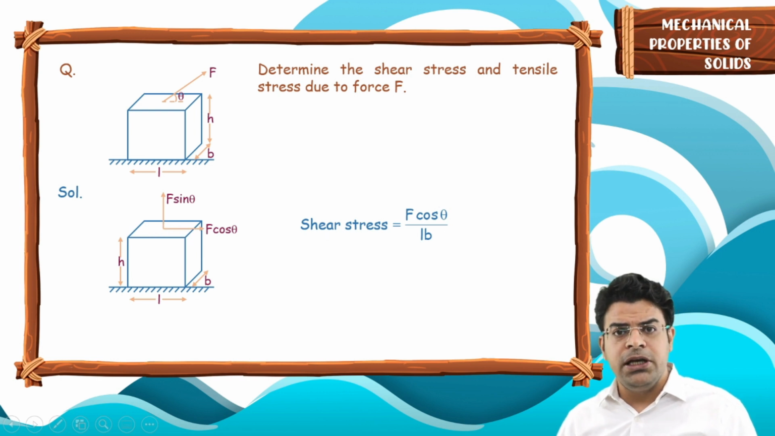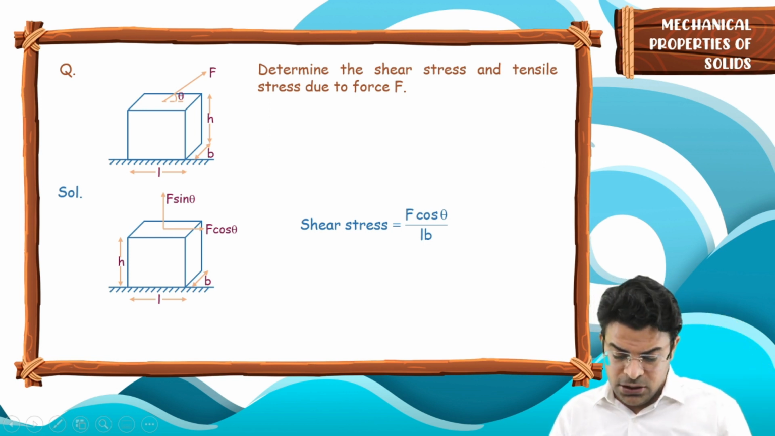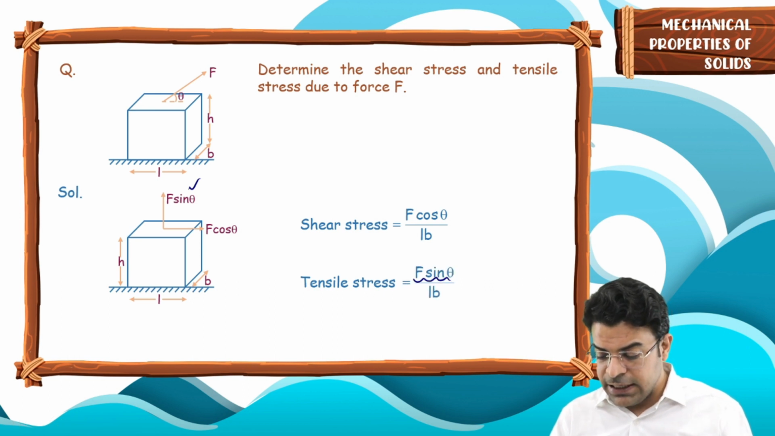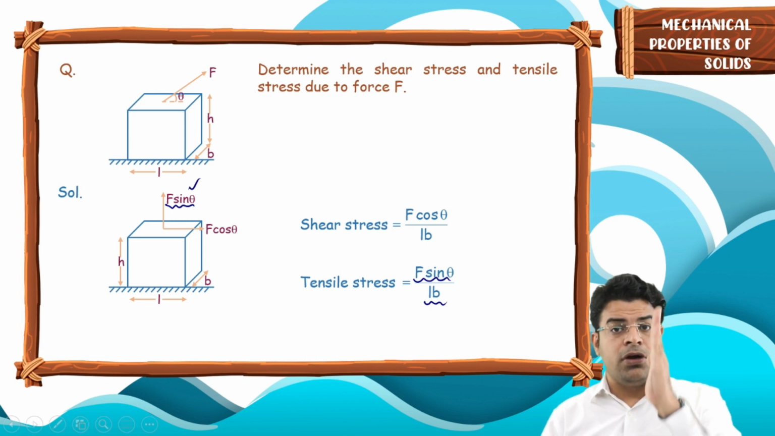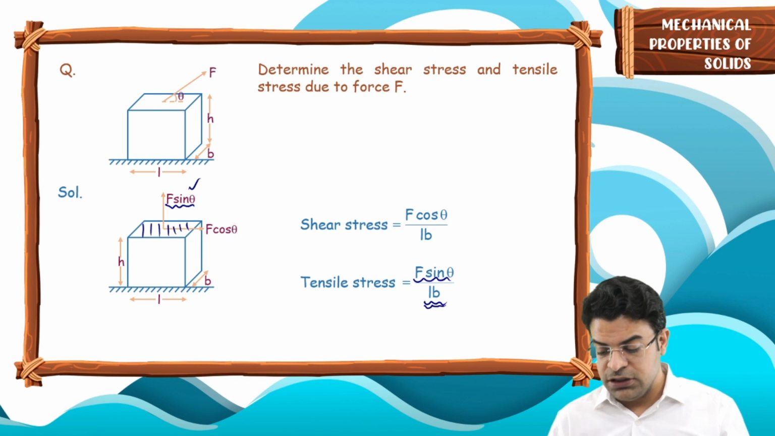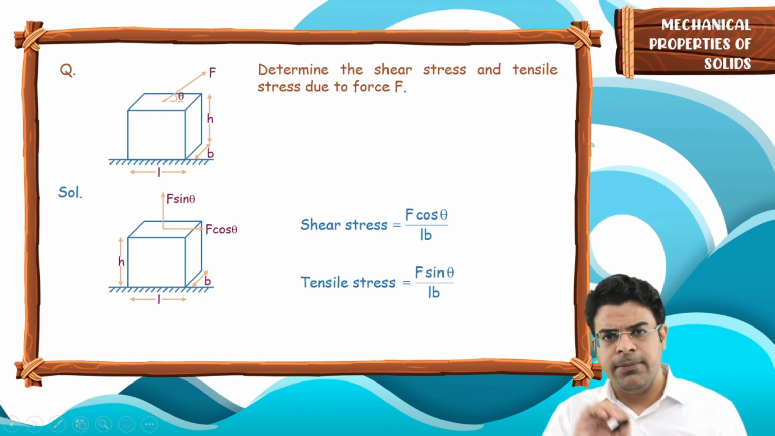Now what will be the longitudinal stress? To be precise, in this case tensile, as it is trying to increase the length. So you will say the tensile stress will be equal to F sin theta by LB. F sin theta is the force perpendicular to the surface area upon the area, which is LB. So this will be the tensile stress. Let's see one more example of the same type to understand.